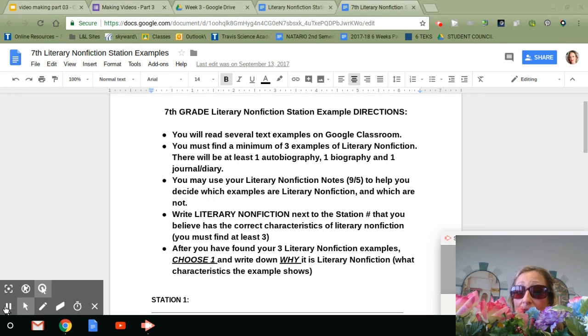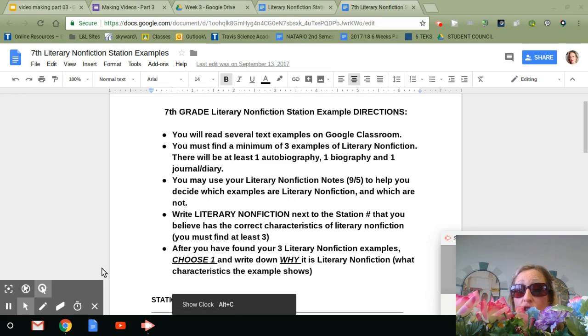And then after you have found your 3 examples of literary nonfiction, you are going to choose one to write down why it's literary nonfiction. What makes it literary nonfiction instead of fiction or just plain nonfiction?